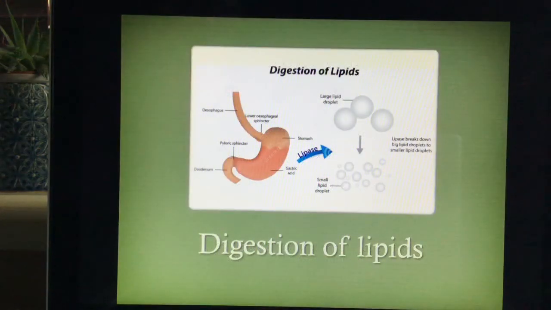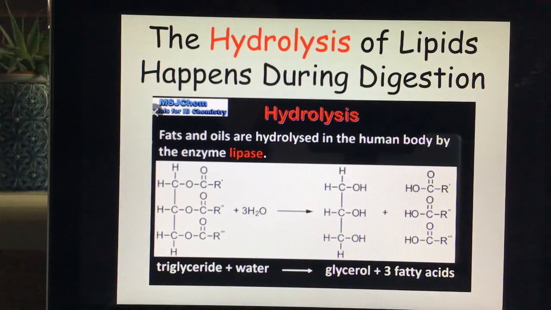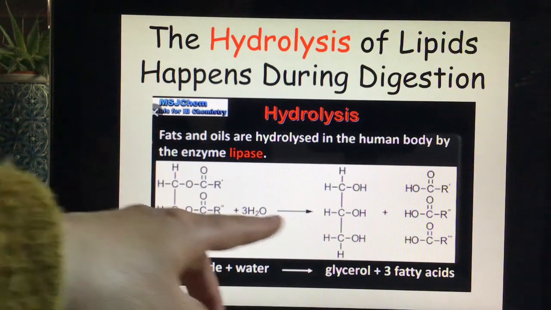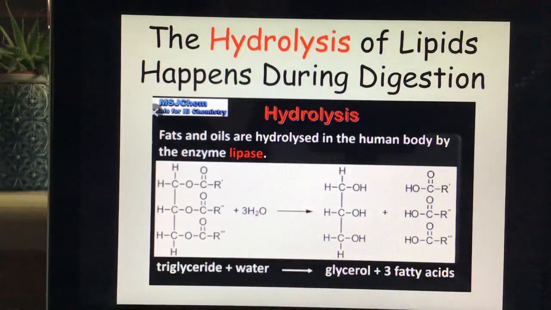To remember the digestion of lipids, remember what created our triglyceride. They are our fat molecules, 1 glycerol and 3 fatty acids. So what the body wants to do is undergo this process of hydrolysis, which involves adding water back into that triglyceride to break it down to glycerol and fatty acids. Enzymes are also involved in this process.